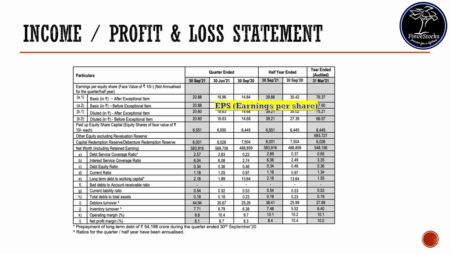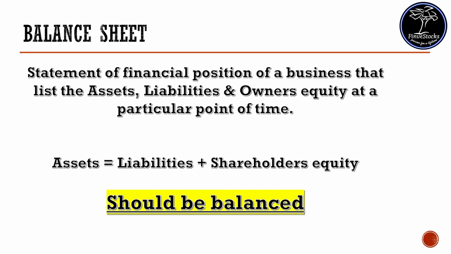Next one is the balance sheet. The balance sheet shows how the company has evolved financially over the years. The balance sheet is the statement of financial position of a business that lists the assets, liabilities and owner's equity at a particular point of time. It shows the business net worth at a particular point of time. The most important thing in a balance sheet is that assets and liabilities should be matched. The balance sheet will tell you how many assets the company has, what liabilities the company has, and what is the amount of shareholders' equity at a particular point of time. In a balance sheet, the assets should be matched with liabilities along with shareholders' equity.